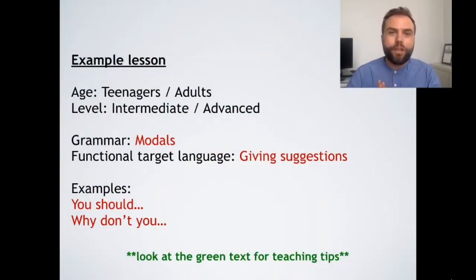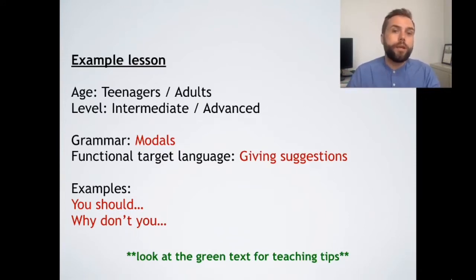Hi, so this video is going to be an example lesson. Of course, this video is not exactly the same as how this lesson would be in the classroom, but I hope it gives you some ideas about the types of activities you can do, some suggestions of techniques and things like that, and also how to organize the steps of the lesson.